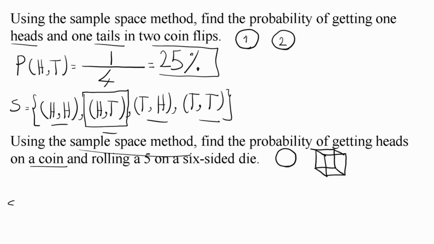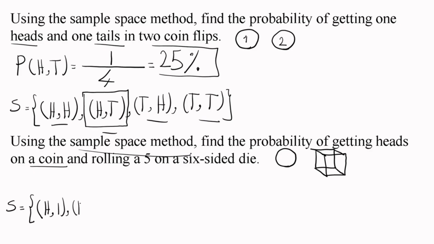I'm gonna write the sample space. It means all the possible answers. What are the possible answers? Again, I'm gonna write them based on ordered pairs. So the first possible answer that I have is getting heads from the coin and getting 1 from the die.